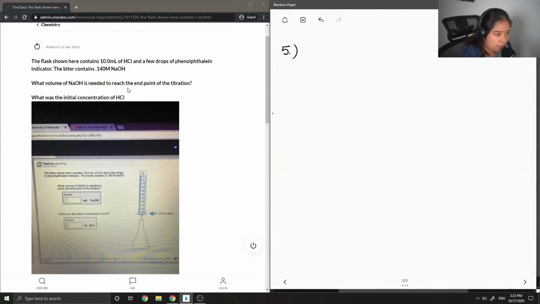Okay, so first I'm going to write out the reaction that takes place during this titration. We have HCl plus NaOH. And what happens during this reaction is that it makes water plus sodium chloride salt. So if you look at this reaction, it's already balanced. HCl and NaOH react in a 1-to-1 mole ratio.